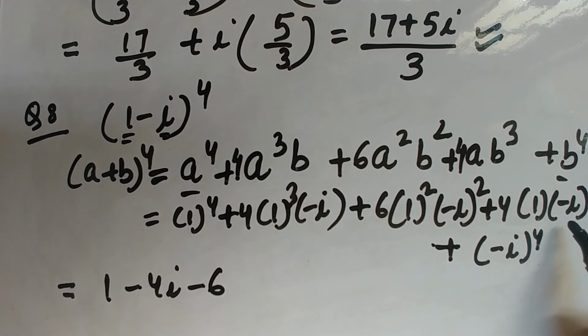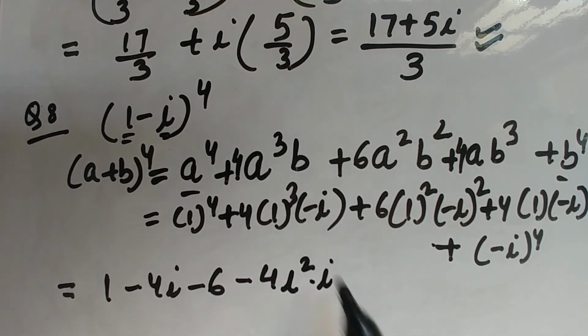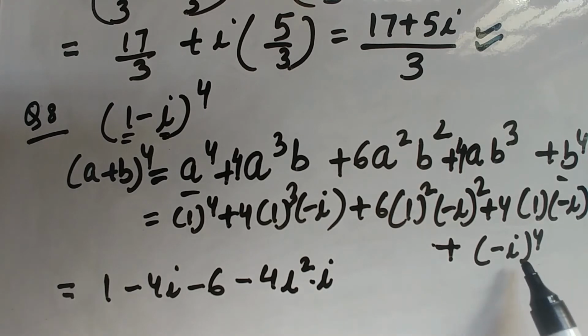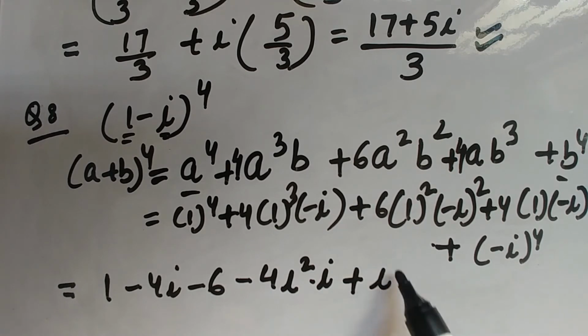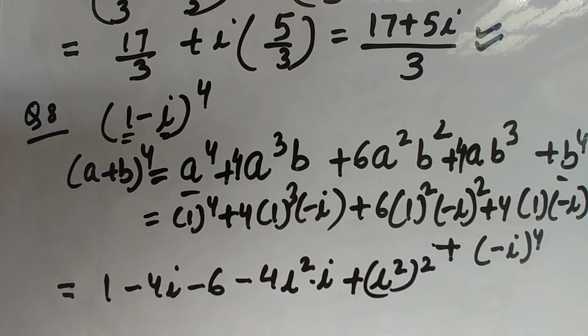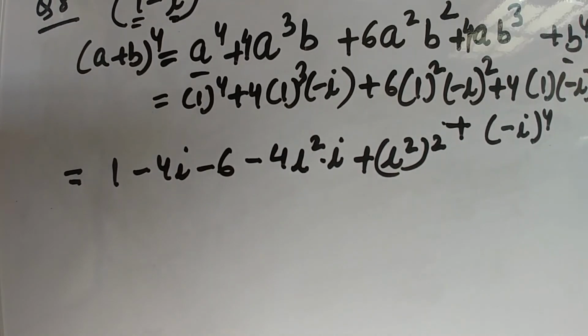So it is minus 6. From here, you will get minus iota cube. Let me write it as minus 4 iota cube, which can be written as iota square into iota. And this is your iota raised to power 4, and the sign will be plus. So plus iota raised to power 4 can be written as square square, or you know the value of iota 4 also, that is plus 1.